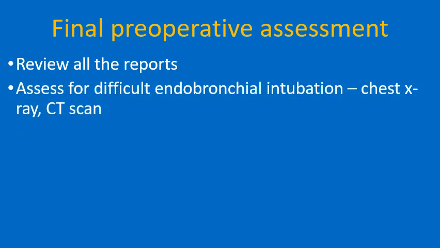Now coming to the final preoperative assessment. In the final preoperative assessment, one thing is we have to review the reports. Then we have to see if there is any difficulty we can anticipate for insertion of the double lumen tube. So assess for difficult endobronchial intubation. We can do a chest X-ray and we can see the CT scan also for any abnormal anatomy of the tracheobronchial tree, so that we can assess whether this endobronchial intubation is easy or difficult.